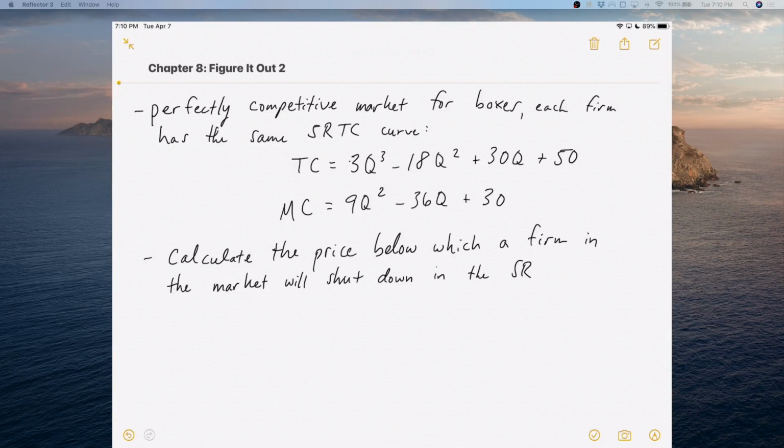Okay, so we're going to go over the second figure it out question from chapter 8 in this video. I noticed in the previous figure it out video that there's quite a bit of lag, and I think maybe that was because of the FaceTime camera. So hopefully it's a little less choppy this time.